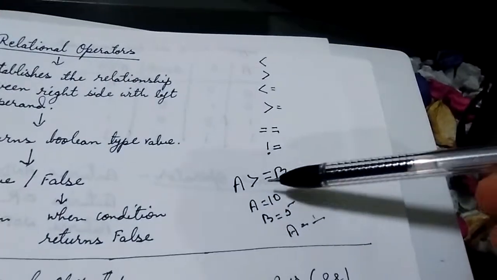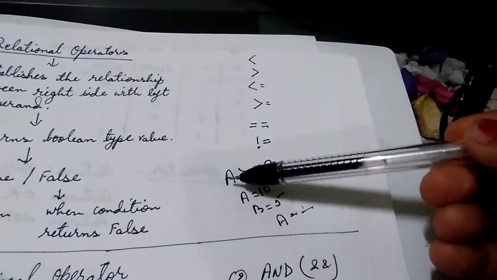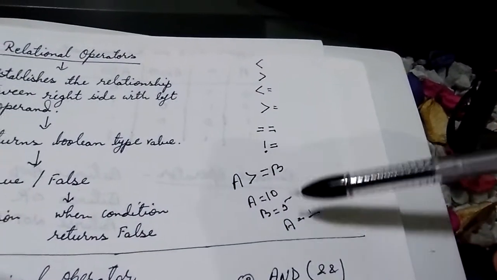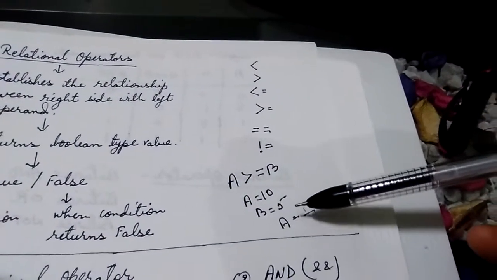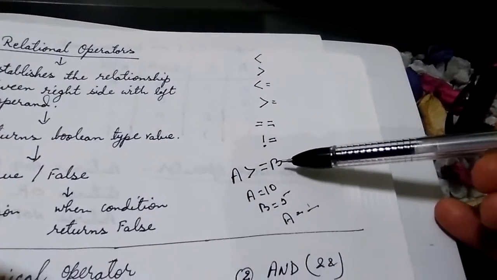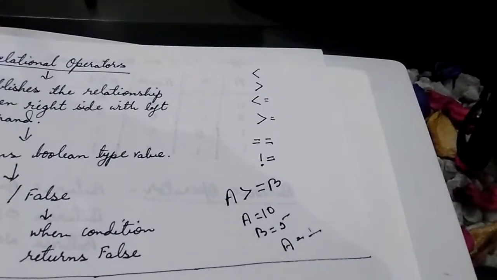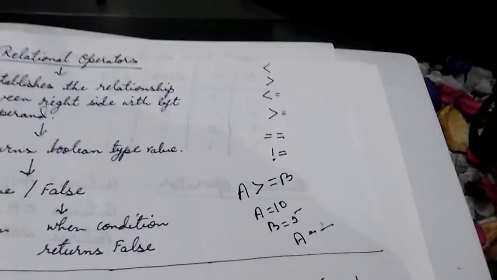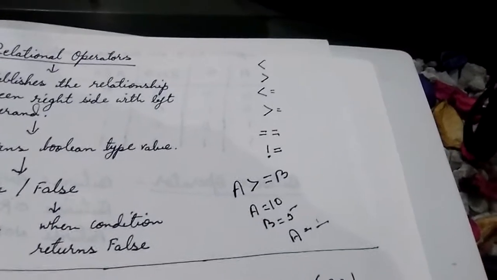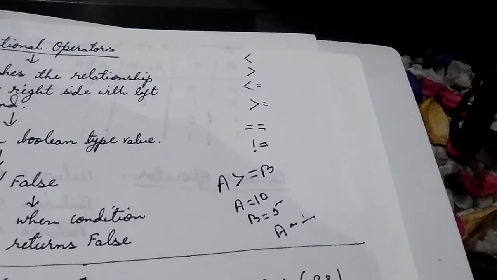So for the first time A is greater than B, yes. Then it will become 9, A is greater than B, yes. Then it will become 8, 7, 6. 6 is greater than 5, yes. Then again it becomes 5. So A is now 5. After decreasing 1 from 10 it has reached 5.